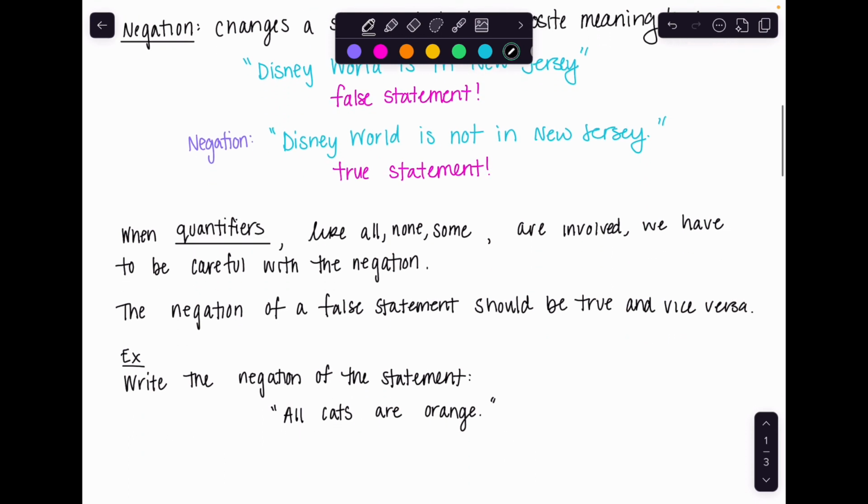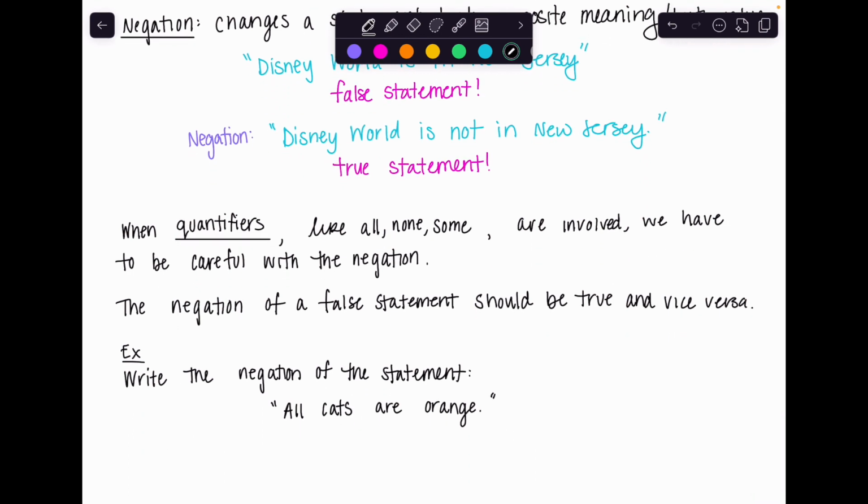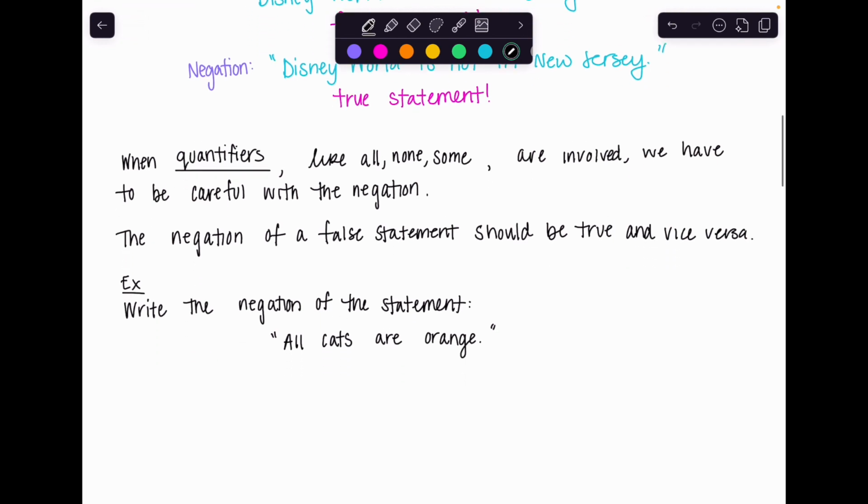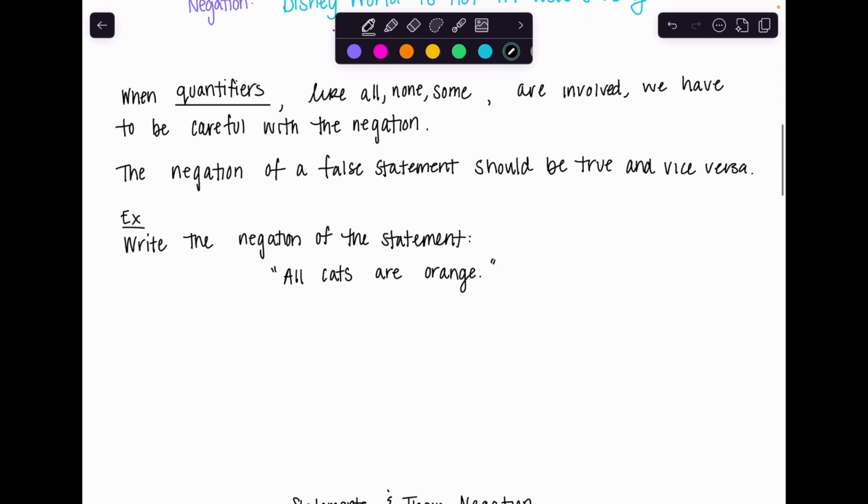So what we're going to do, we're going to try to work with a statement with a quantifier and see, can I figure out the negation? So the statement we're going to work with is all cats are orange. And so our quantifier in this case is the phrase all. Okay. We know this is definitely a false statement. There are cats that are definitely not orange. So starting out, this is false. Which means its negation should be true.